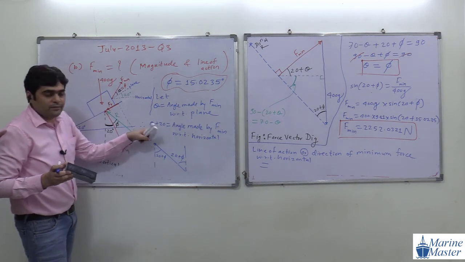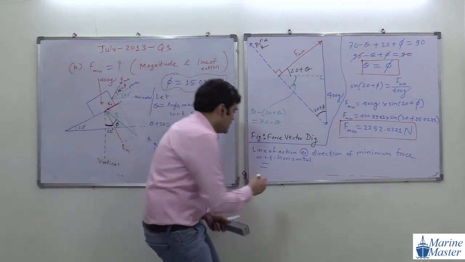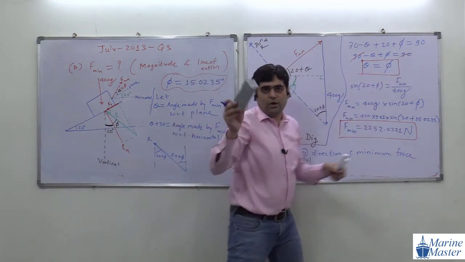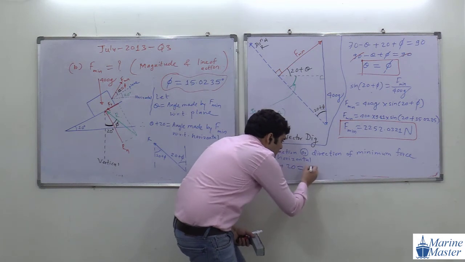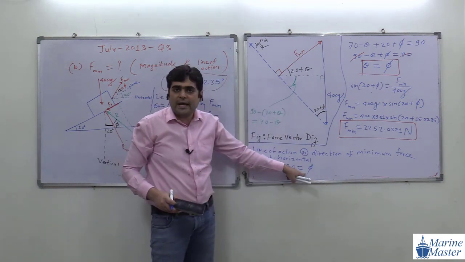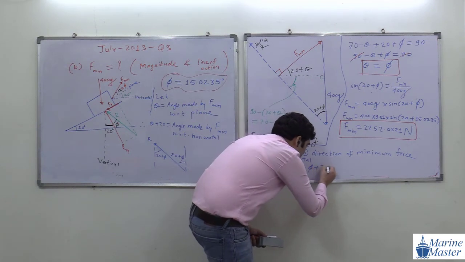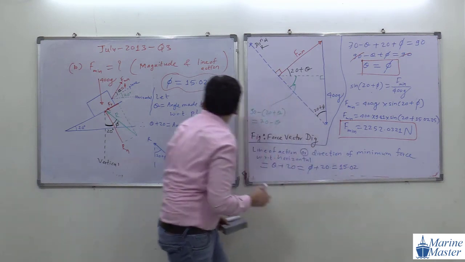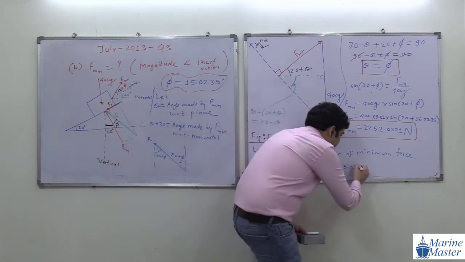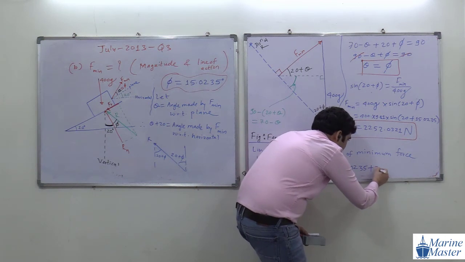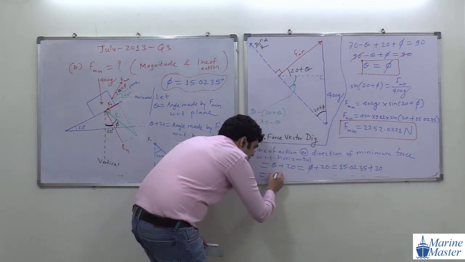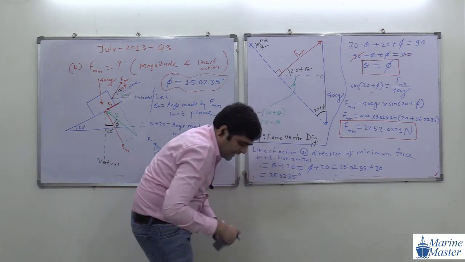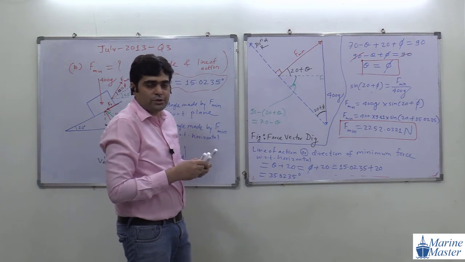It is theta plus 20. And how much did we get theta? We got theta equal to phi. So we can replace theta by phi, and we can say phi plus 20. What is the value of phi? 15.0235 plus 20. So what value will we get? 35.0235 degree. So this is the line of action, or direction, of the minimum force.